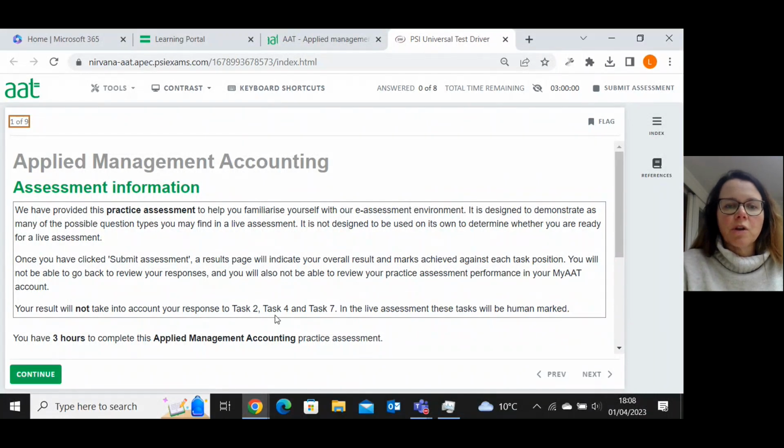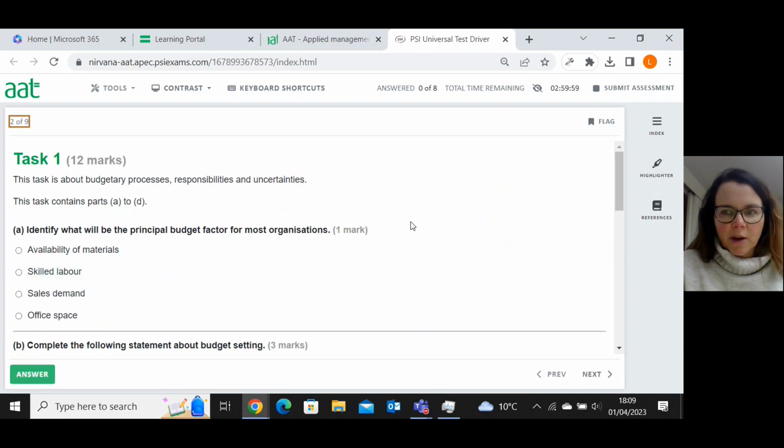Remember, it's only tasks 2, 4 and 7 that will be human marked. They are on specific topics. Task 2 is based on budgeting, so you can expect to write on that. Task 4 is based on costing methods, and task 7 is key performance indicators. So it narrows down your preparation for the written questions. But without further ado, let's have a look at these.